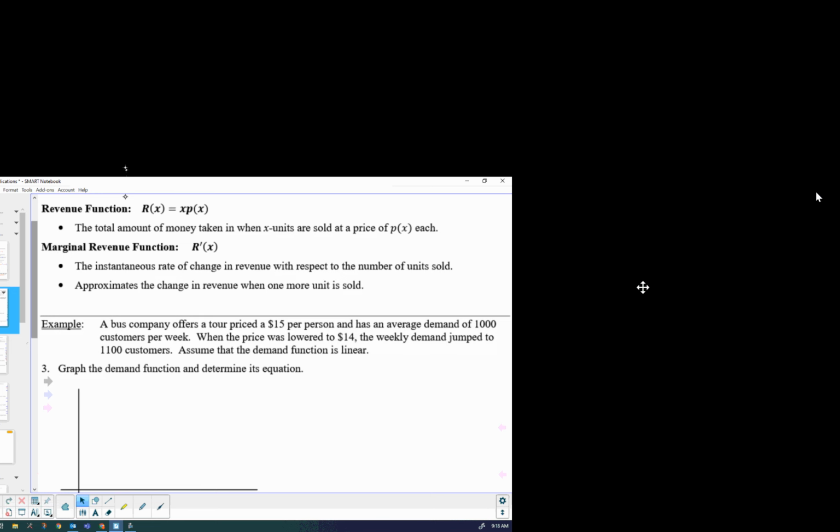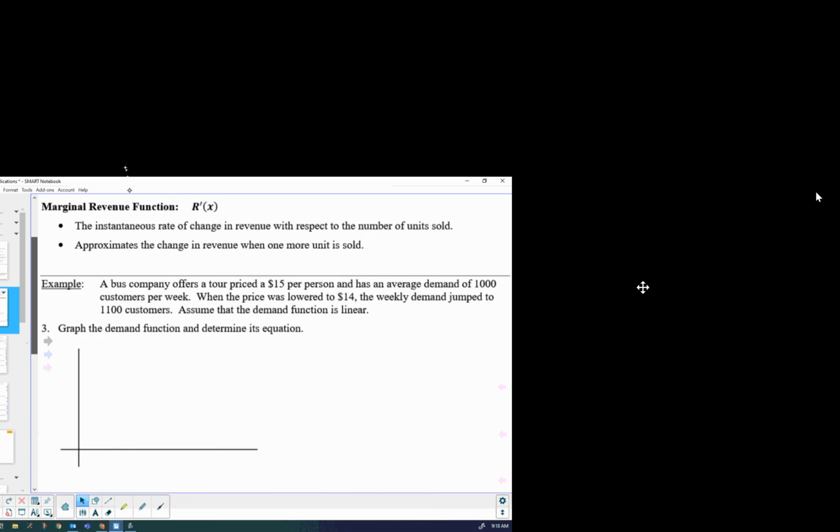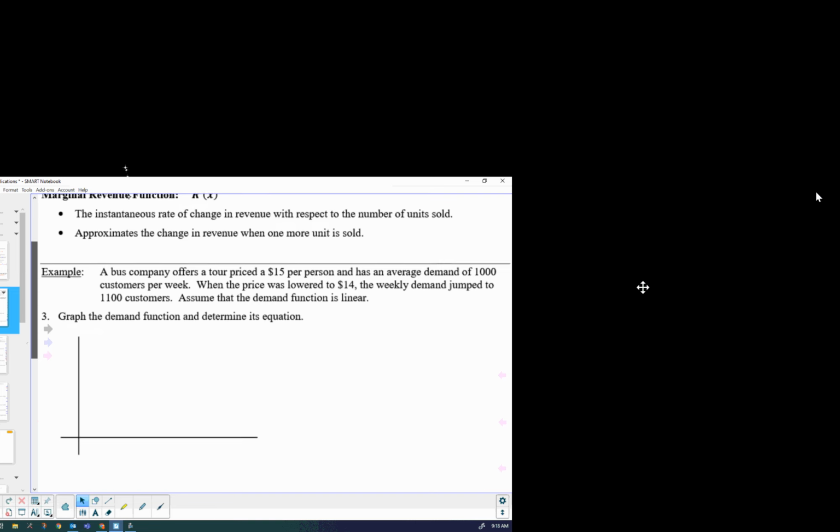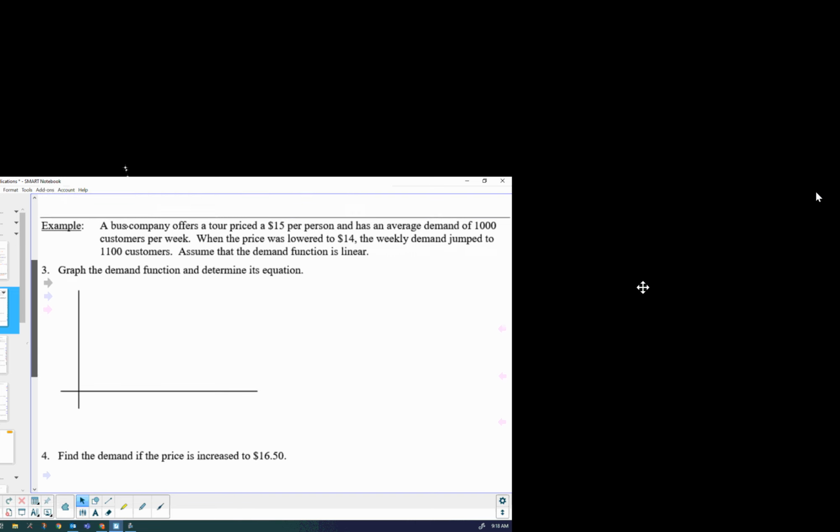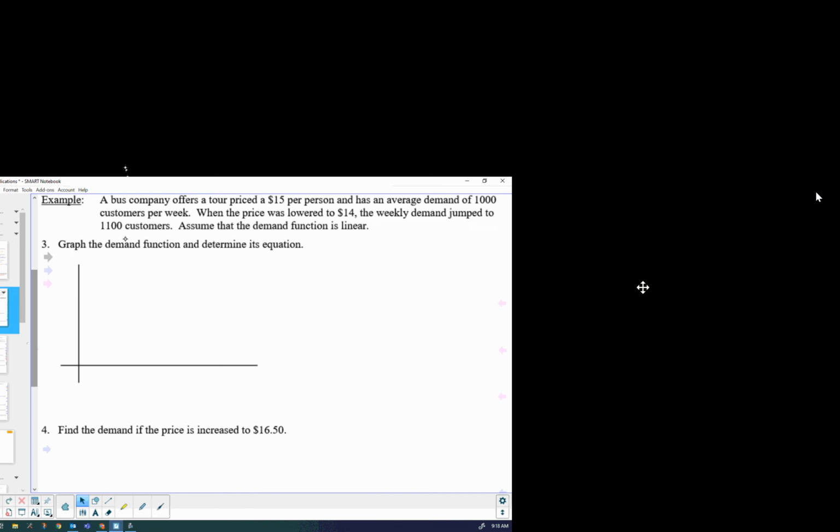Okay, so again, the marginal revenue is going to be instantaneous rate of change. Instantaneous, again, it has to be approximate because you don't want to buy half or a quarter of a burger. You want the whole burger. So instantaneous rate of change in revenue with respect to the number of units sold. And again, it approximates the change in revenue when one more unit is sold.